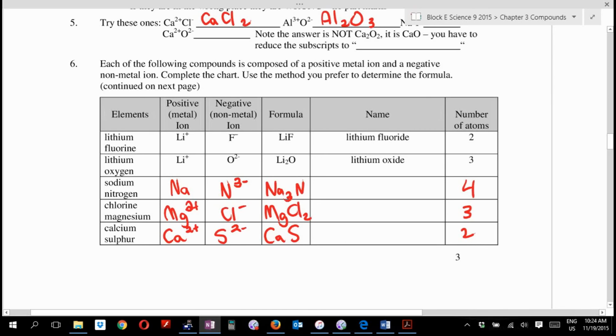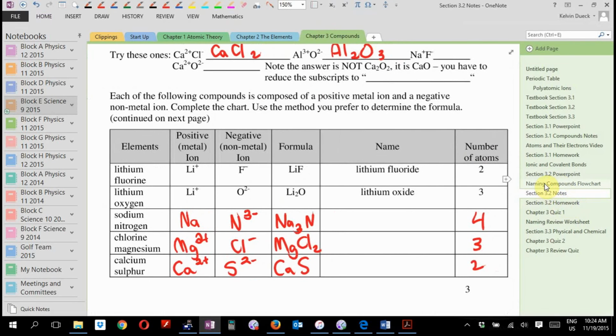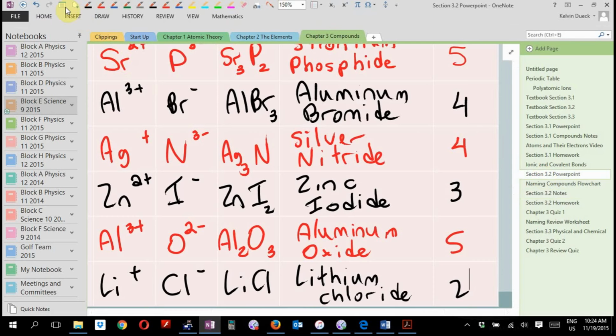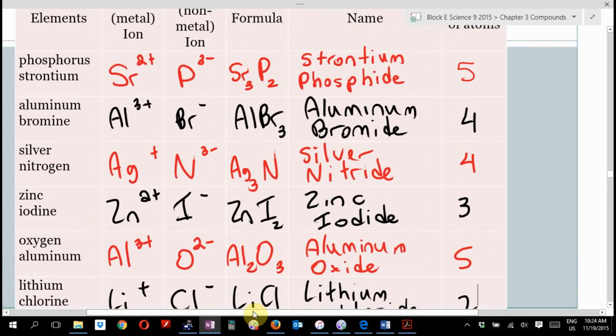Then for you guys, it's turn the page. For me, these are the ones that I did that I had in my handout. So this is why you guys were confused when I started with phosphorus and strontium. Now I figured it out. So we did strontium phosphide together.